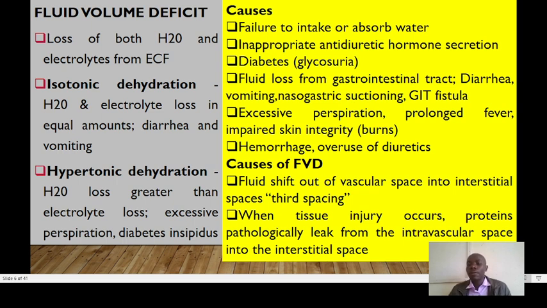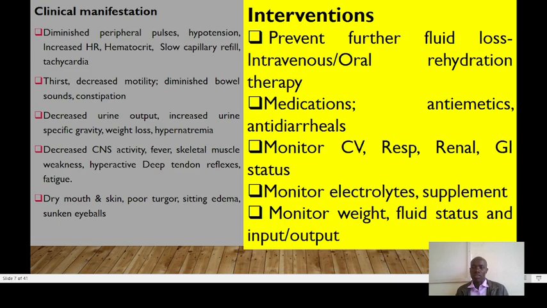Equally, for fluid volume, we could also have a fluid shift out of the vascular space into the interstitial space, what we normally refer to as third spacing. When tissue injury occurs, proteins pathologically leak from the intravascular space into the interstitial space. These proteins, especially albumin, normally exert the oncotic pressure and are able to attract water molecules and keep them within the blood vessel. If that is lost, water will be drawn into the interstitial space, and conditions such as edema would result.